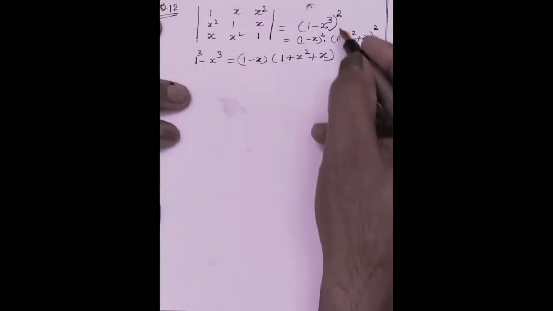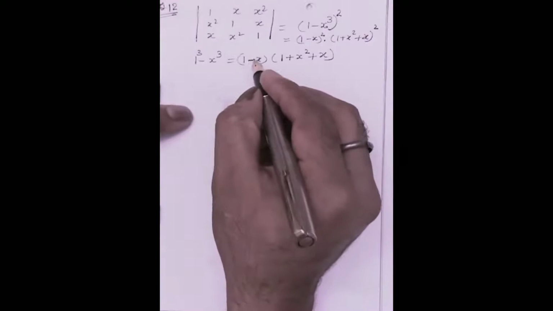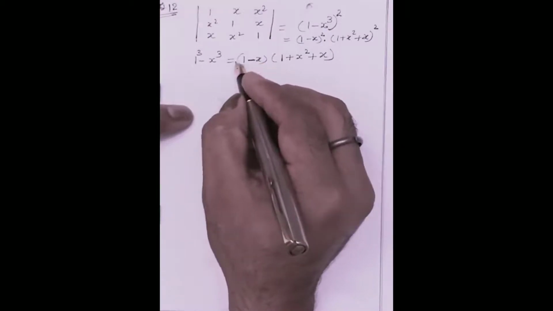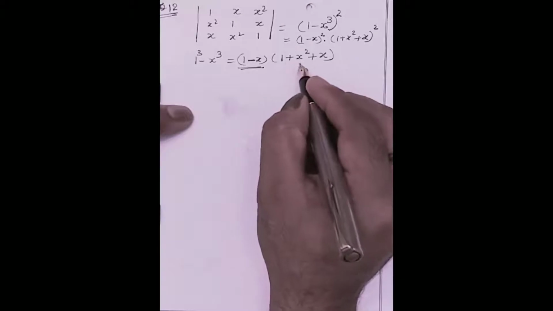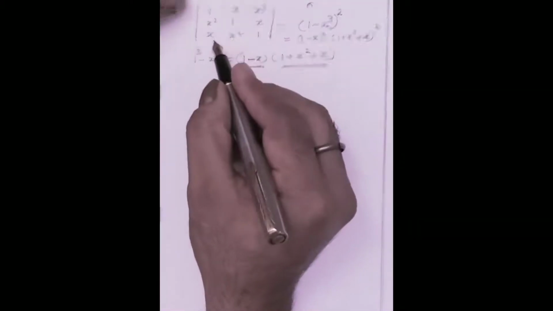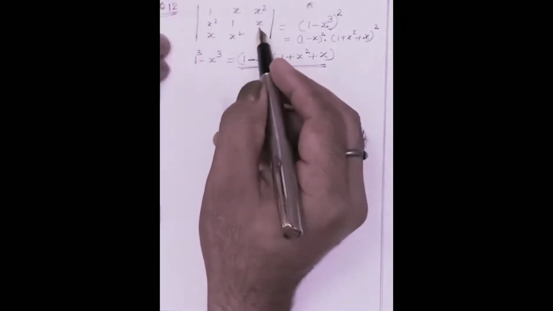This whole square we have taken outside. So now look at here, one factor is 1 minus x, the other factor is 1 plus x square plus x. Now look at here, 1, x, x square; 1, x, x square; 1, x, x square. Everywhere you will find this thing.